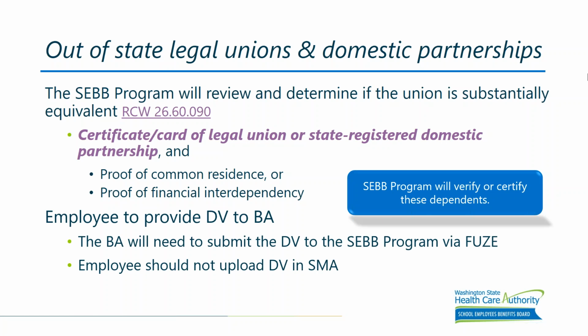So let's say that we have a subscriber who's adding a domestic partner from another state. Rather than go into SEBB My account and upload that documentation, the subscriber will need to supply that documentation to you, the benefits administrator. You would then scan that documentation into the Fuse system. So you would have a Fuse message, attach that document, and send over a detailed message to the Outreach and Training Unit. We can then send that documentation to our legal team, who will determine whether or not it is a substantially equivalent legal union.